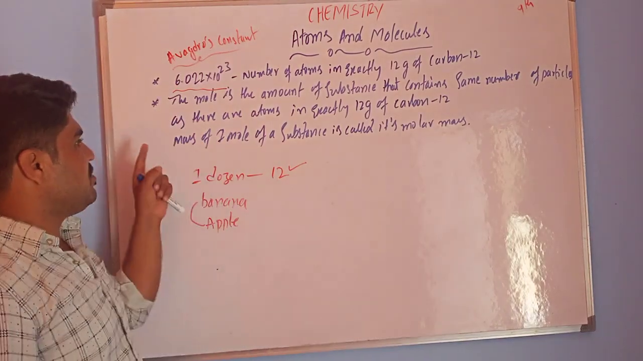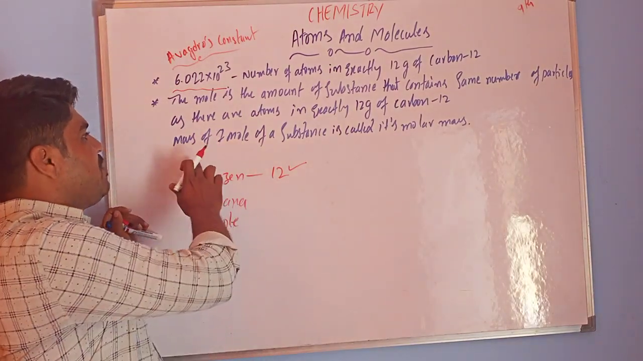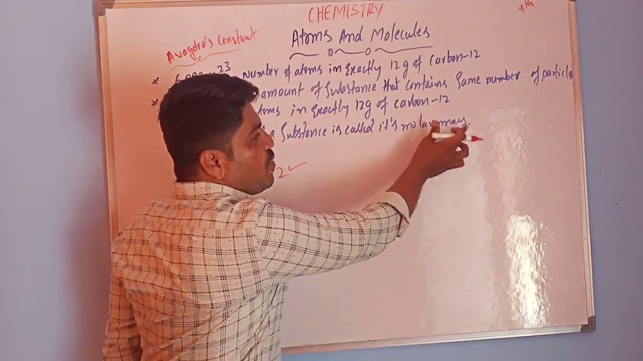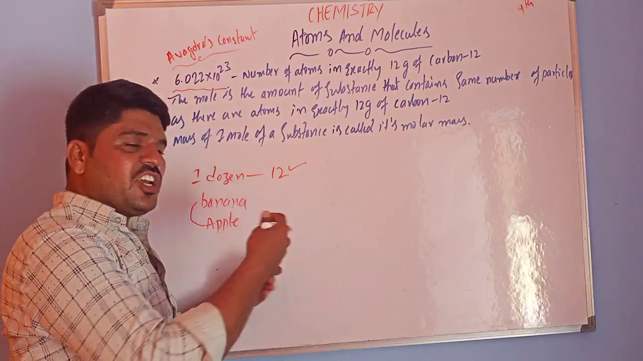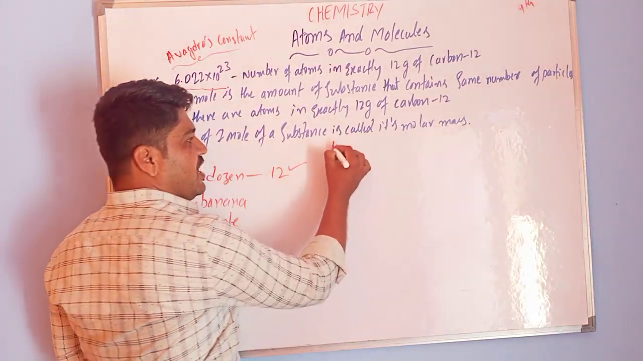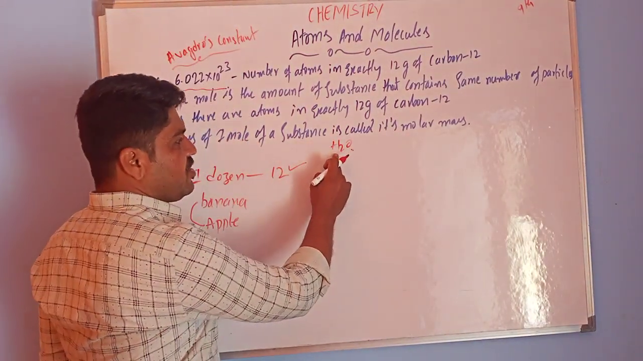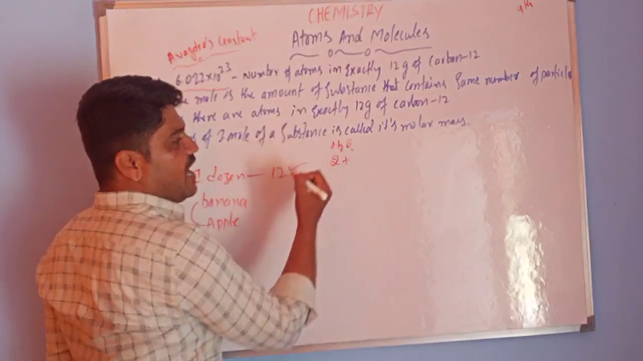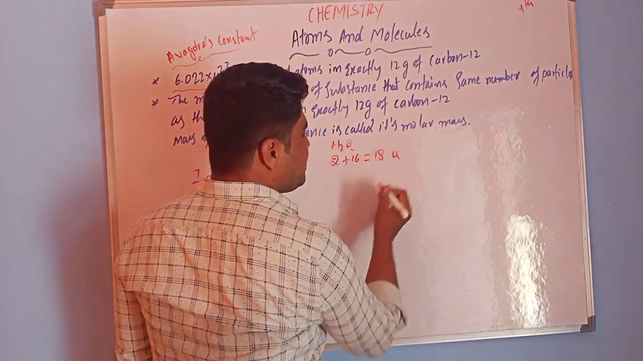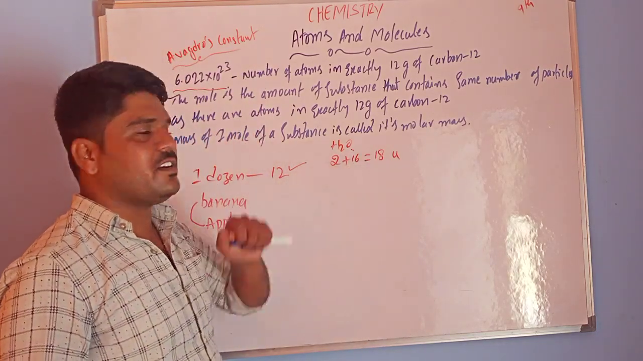So this is the molar mass. The mass of 1 mole of a substance is called its molar mass. Individual molecules have individual molar masses. For example, take water. Water has a molecular mass: 2 hydrogens, 2 atomic mass, plus oxygen 16, totally 18 u. It is the molecular mass of water.